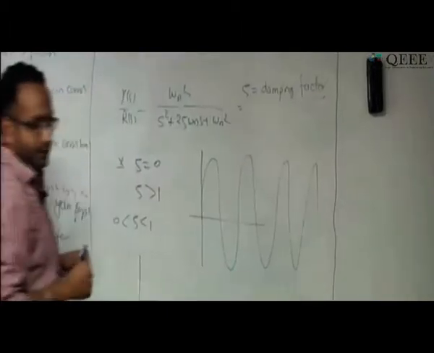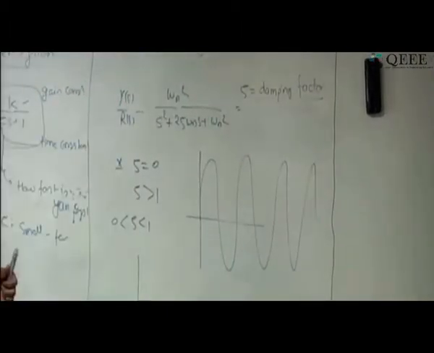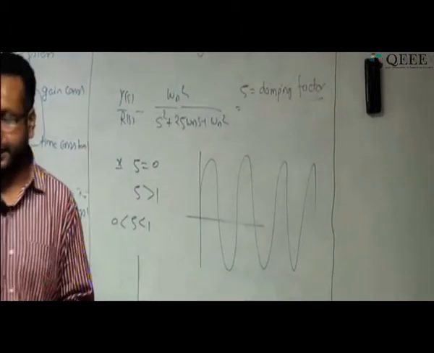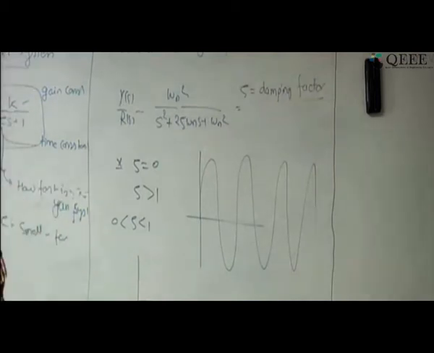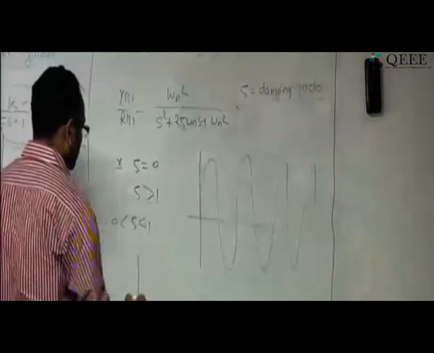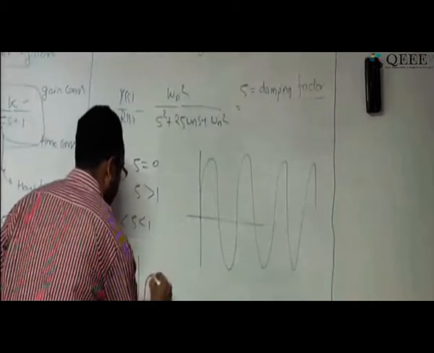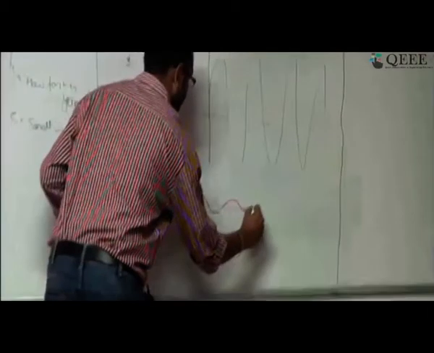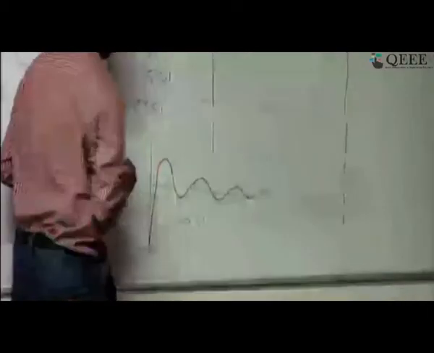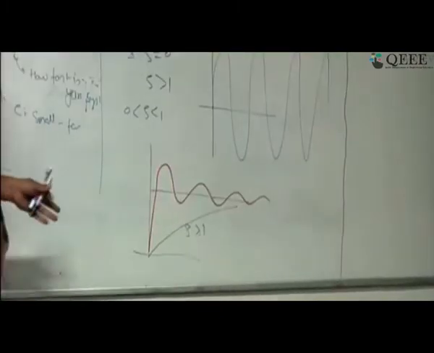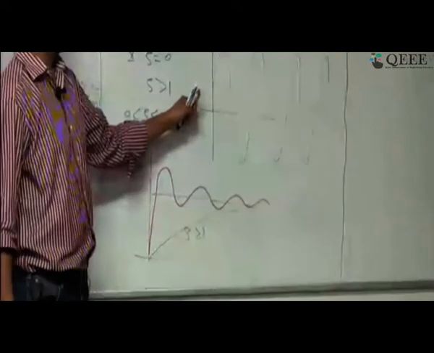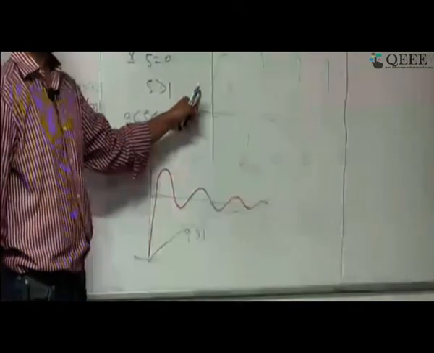Okay, and if you take the zeta between 0 and 1, the response comes something like this. Okay, fine. So as I mentioned, this output response, if it's oscillatory, it is not at all desirable in most of the control system.